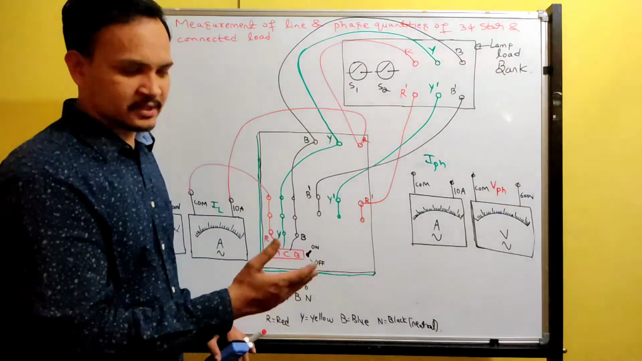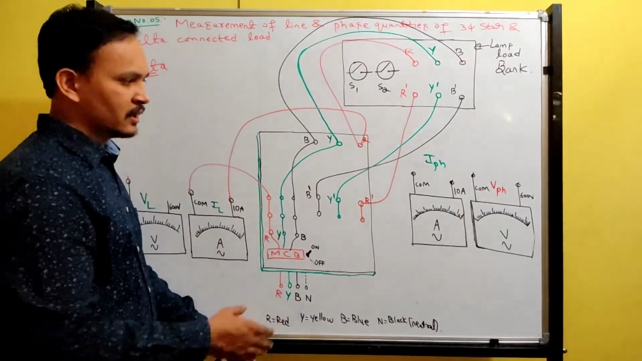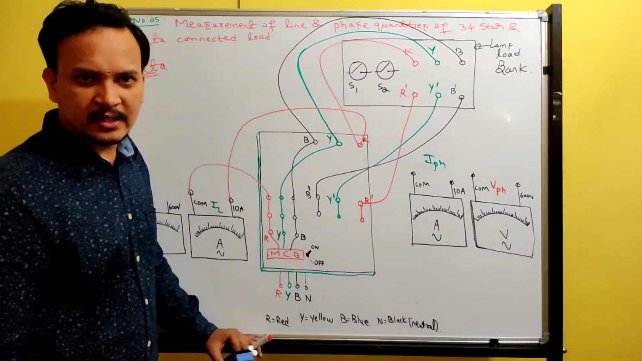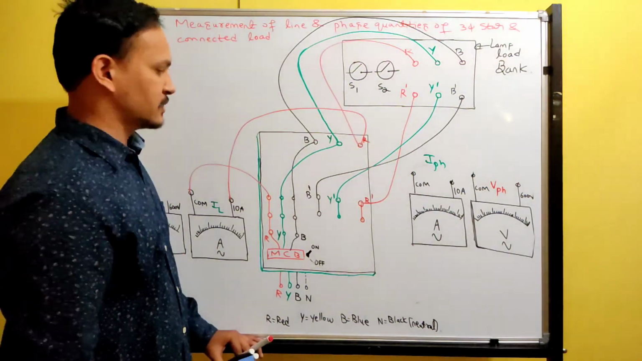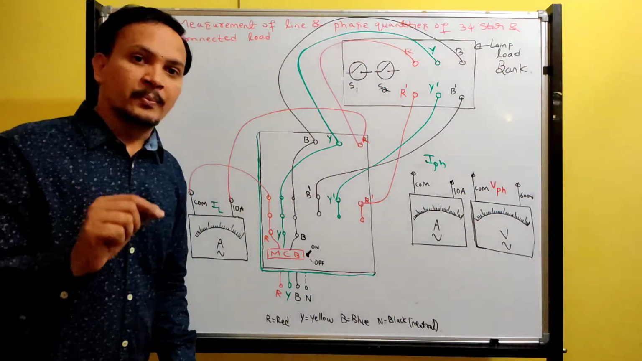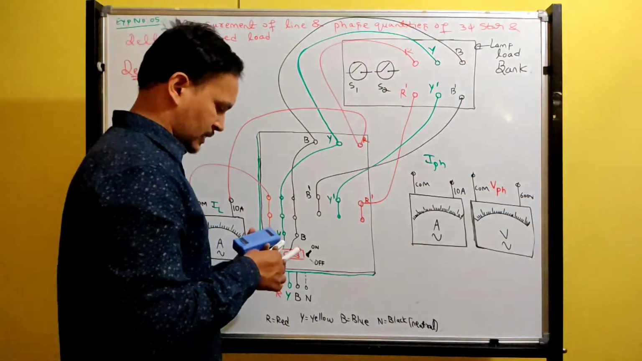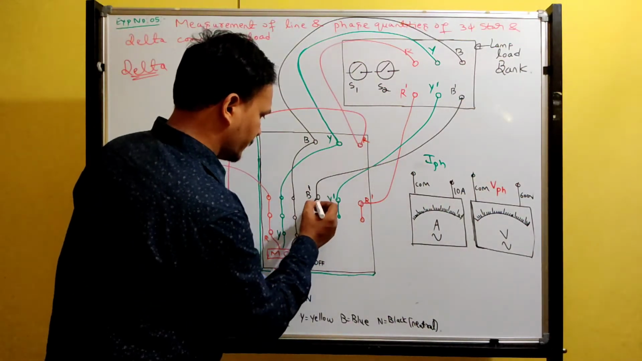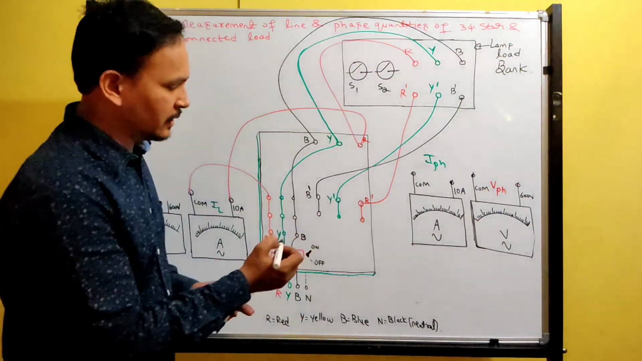Means the finishing end side, the line current is completed. Now I need to connect the phase ammeter. So for phase current, I am putting this ammeter in the B phase. Let's see how to do the connections. Look here carefully, guys.